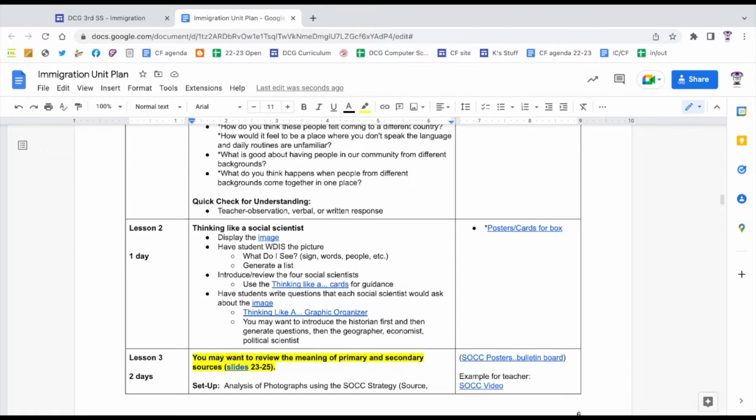You'll have your students begin by analyzing the picture, and one of the strategies is called WDIS, or What Do I See? There's a link for a video on the WDIS strategy provided in this video's description. So after the students generate what they see, then they consider the 4 social scientists and try and figure out which each social scientist would ask about the image. And there's various images available.